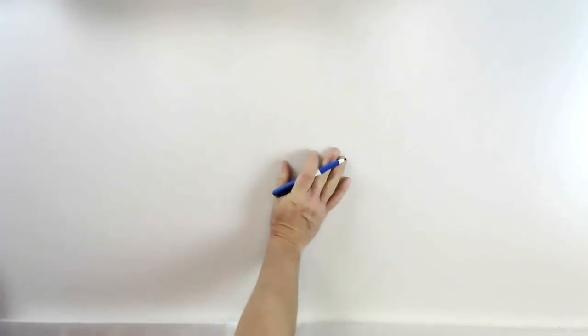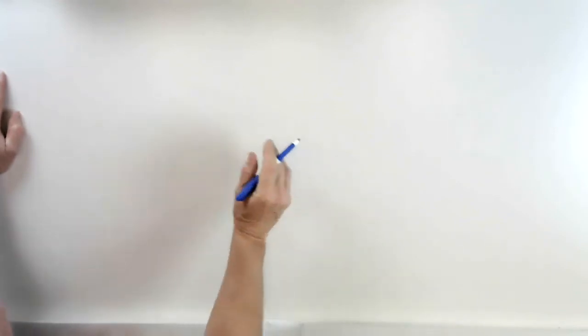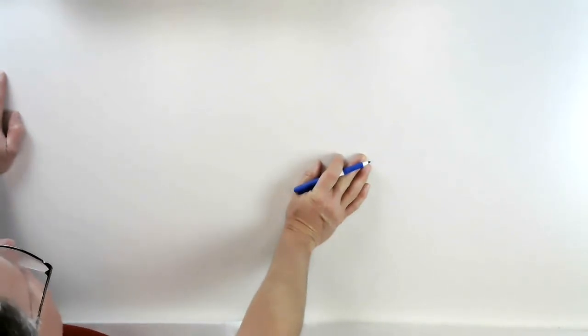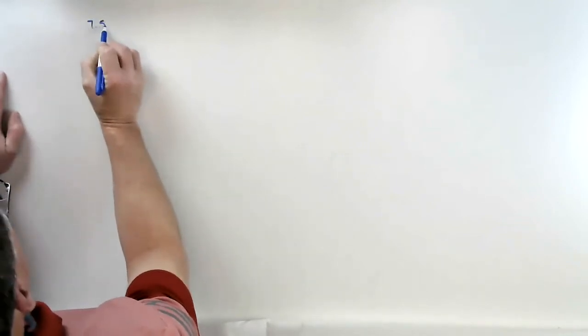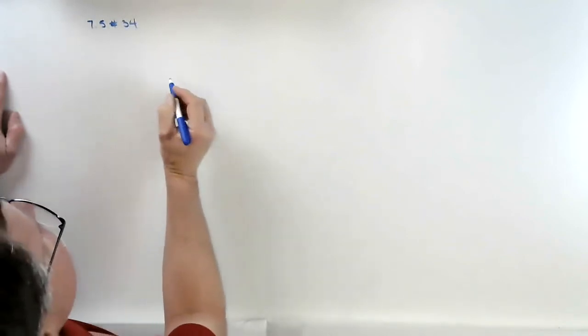I'm going to work out a few problems from section 7.5, just as examples to help you study for your quiz. It covers 7.3, 7.4, 7.5. So here's a few problems from 7.5. I'm going to try to do one type of each problem. Hopefully that'll help anybody who has any questions. So this is 7.5, number 34.